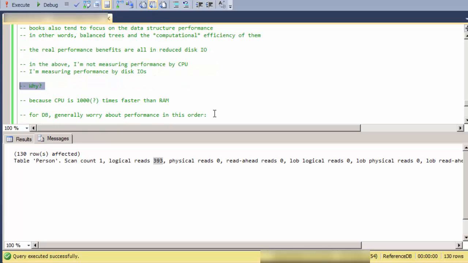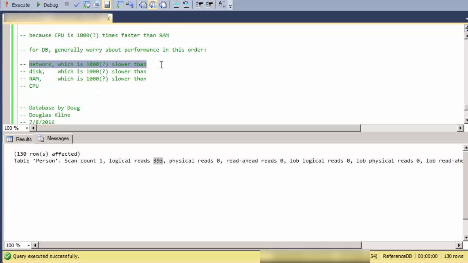So in general, when you look at performance in a database, you worry about performance in this order entirely because of the speed differences. First, you look at the network because it's 1,000 times slower than the disk. So you do network, then disk. Why do you look at disk second? Because it's 1,000 times slower than RAM. Why do you look at RAM next? Because it's 1,000 times slower than CPU. Now, if you've tuned your network usage, then you can focus on disk. If you've tuned the disk usage, then you can look at perhaps RAM usage. If you've tuned your RAM usage, you might look at CPU. And it's just that the biggest bang for your buck is in this order.